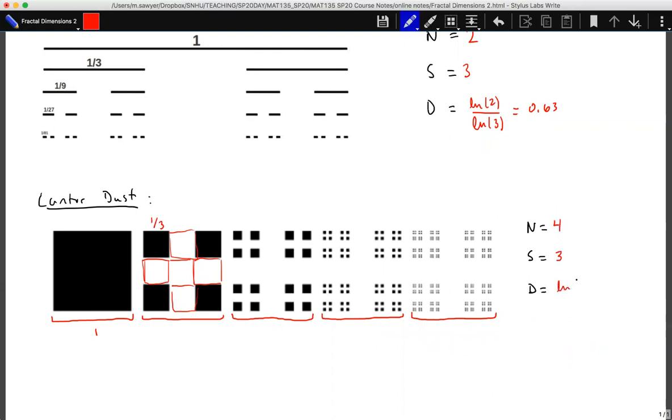So the new dimension is the natural log of 4 divided by the natural log of 3, which turns out to be 1.26. So this new shape is barely above the dimension of a line. Even though it started out as a square, we get pretty close to the dimension of a line. And that's kind of cool.